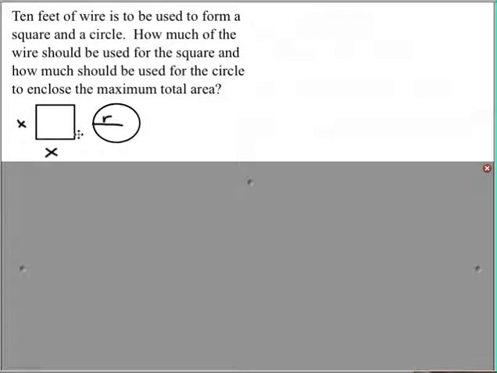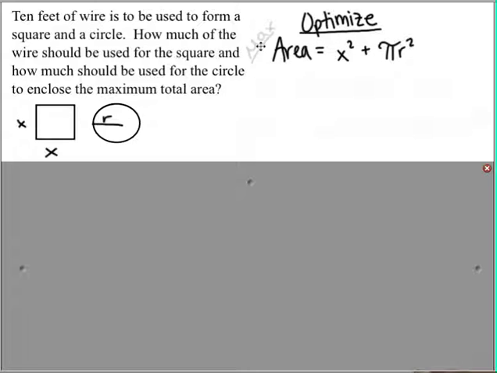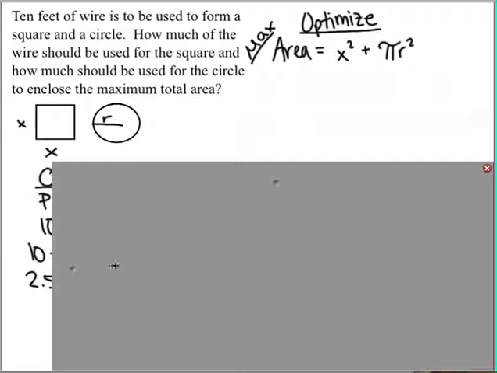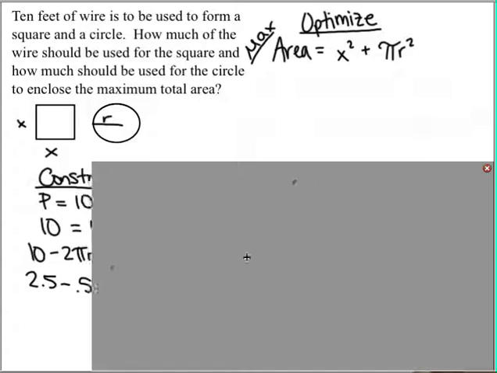If I draw a little picture of a square, because the sides are the same, I'm going to label both of those with x, and then my circle is going to have radius r. What I'm trying to optimize is area, so I'm going to add the area of the square with the area of the circle, x squared plus pi r squared, and I want to maximize the area. But we are limited. We only have 10 feet of wire, so in this case it's going to be our perimeter.